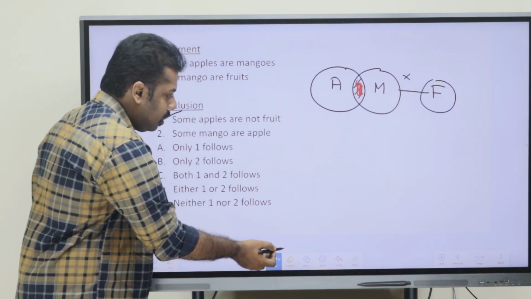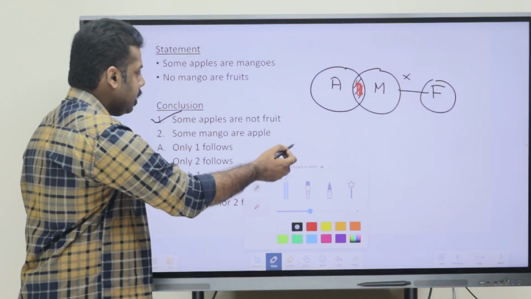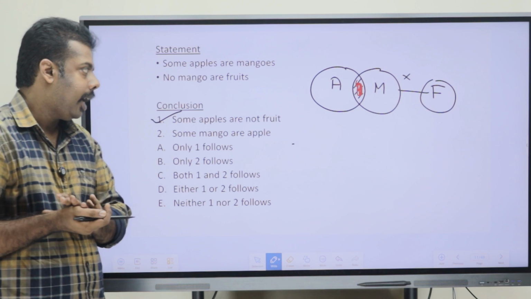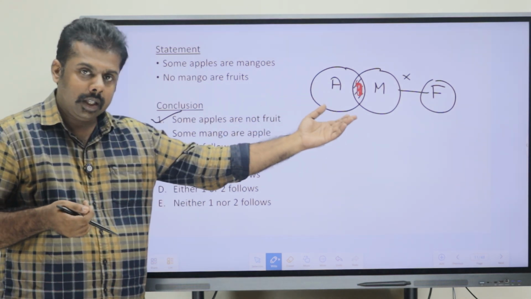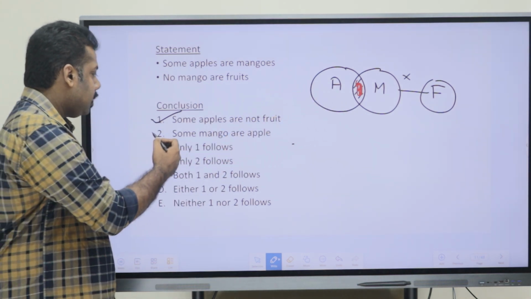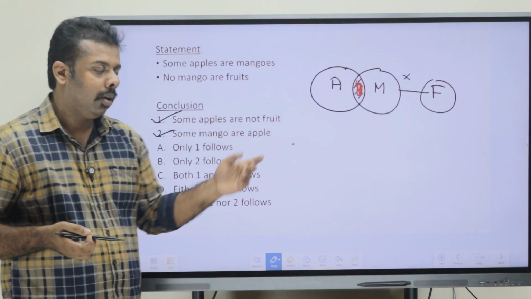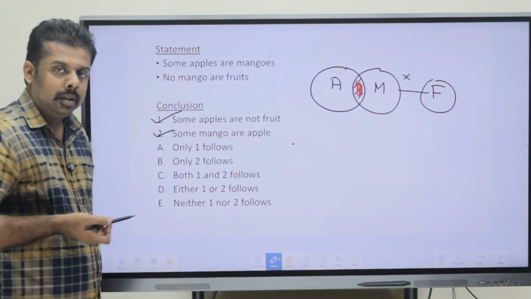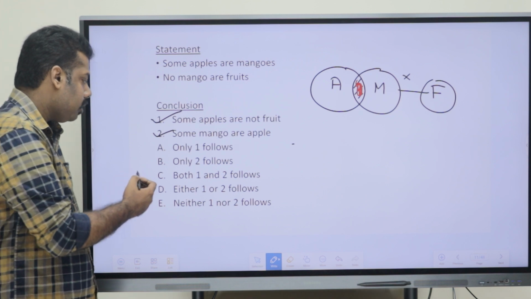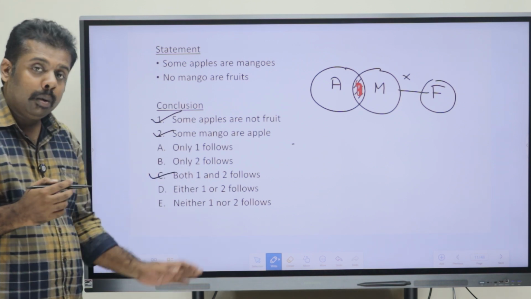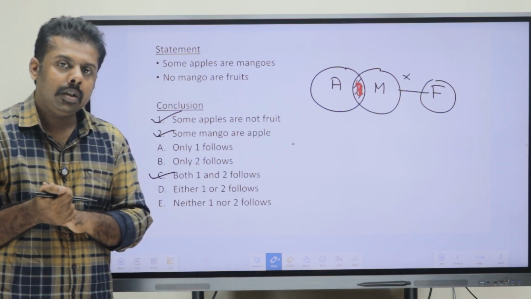What does it say? They have asked that some mangoes are apples. So is it right or wrong? We can say it is right, because we can see that some apples are mango, so the reverse has to be right. So here both are right. So which option is the answer? Yeah, option C. Both 1 and 2 follow will be the right one.